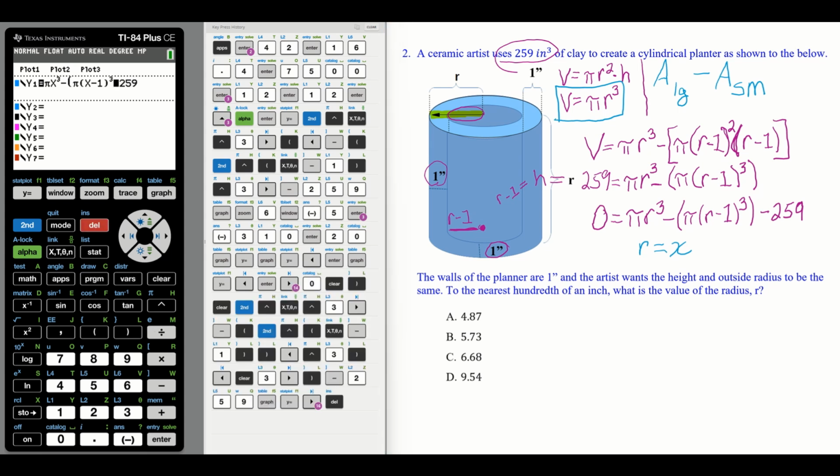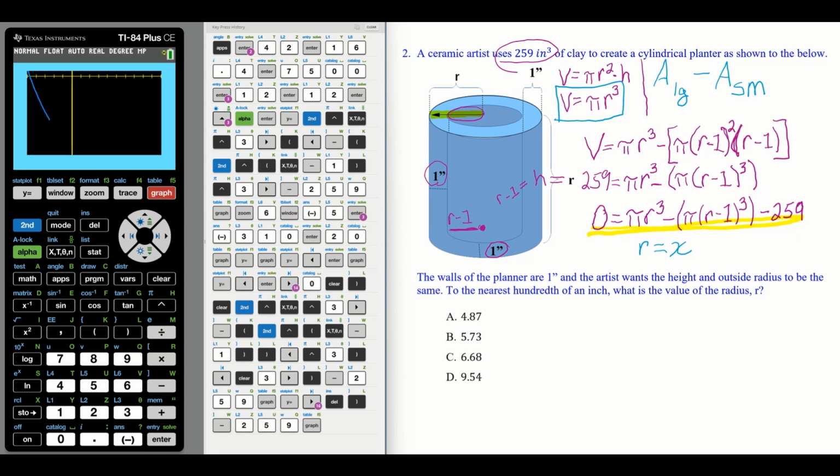Okay, going back to our y equals, we see that we have an error. We have to close our parentheses right here. If you look at our equation here, after our third power, where I have the cursor, we need to put a parentheses, then subtract by 259. Now let's push graph, and our window should be set, and there we go. We have something that we can work with.